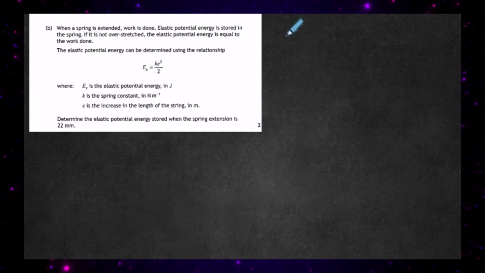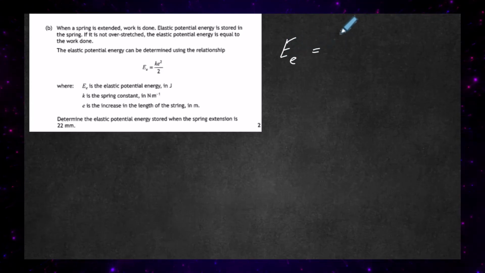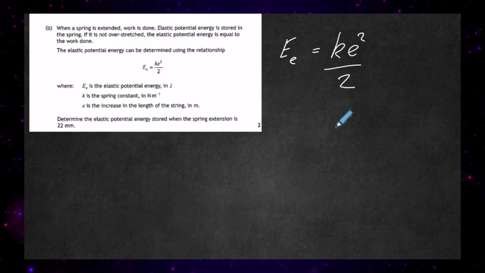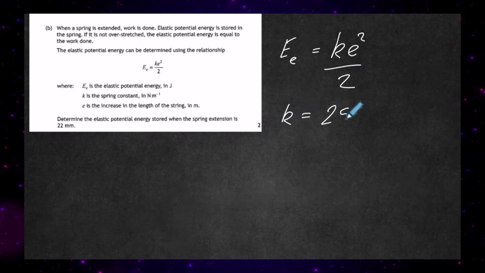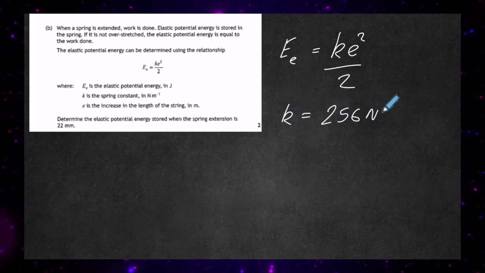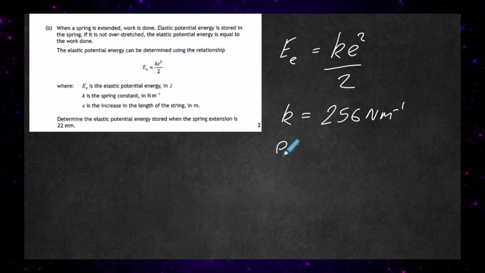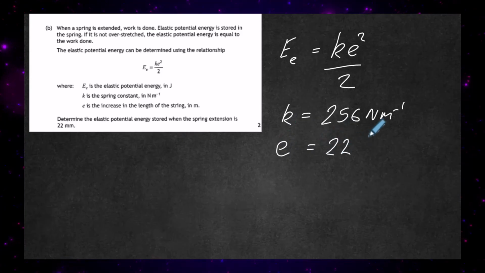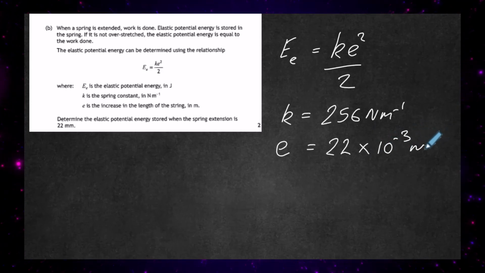Okay, so we've got the equation. We've got the elastic potential energy Ee is going to equal k, and it's going to be extension squared divided by 2. We know k from a previous question is going to be a value of 256 newtons per metre. That's the spring constant which we measured from the graph. The extension e at this particular point is 22 millimetres, but we have to change that into metres, so we have to multiply by 1 times 10 to minus 3 for a conversion into metres.